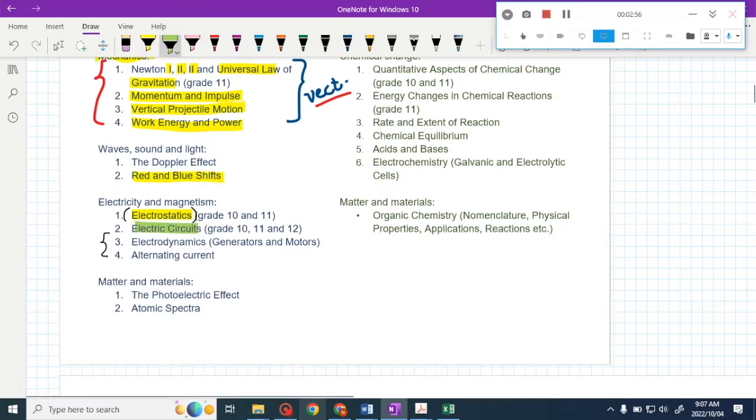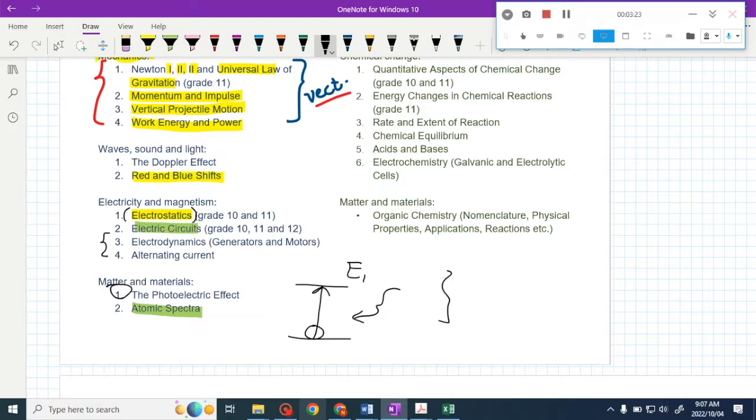And then when it comes to matter and materials, atomic spectra, that is where, for example, I tell you we have an electron in the ground state. We shine light of a suitable frequency onto it, and then it goes from the ground state to, let's say, energy level 1. In one of the provinces, I don't know which one, they actually did the whole photoelectric effect question on this. There were a lot of learners who didn't focus on atomic spectra, and therefore they really struggled with this. So don't neglect anything.